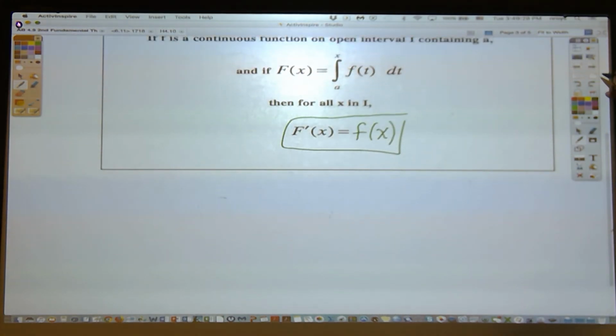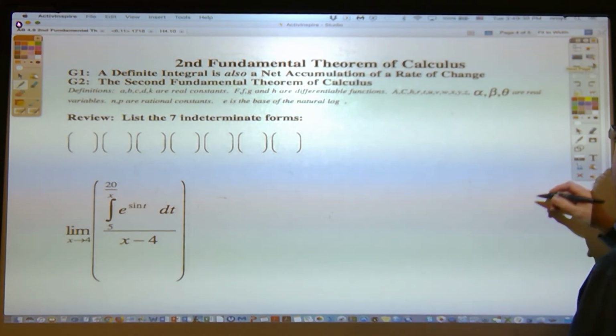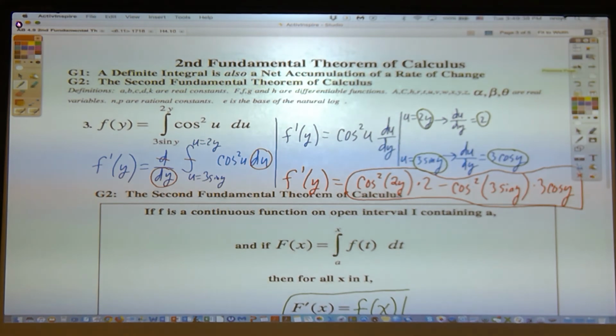All right, let's go to page 4 of this lesson, which is indeterminate forms. And actually, yeah, that's not part of this lesson. So we are in a position where you are now prepared to complete 2 homework assignments.